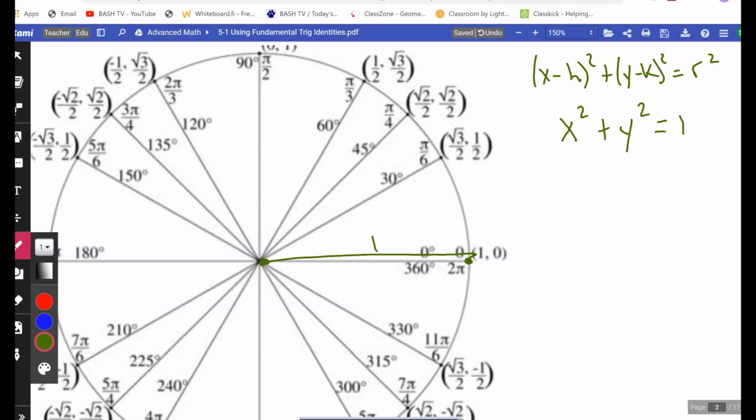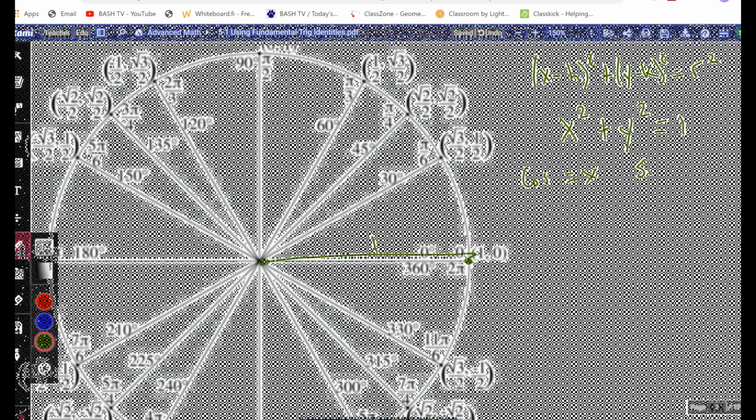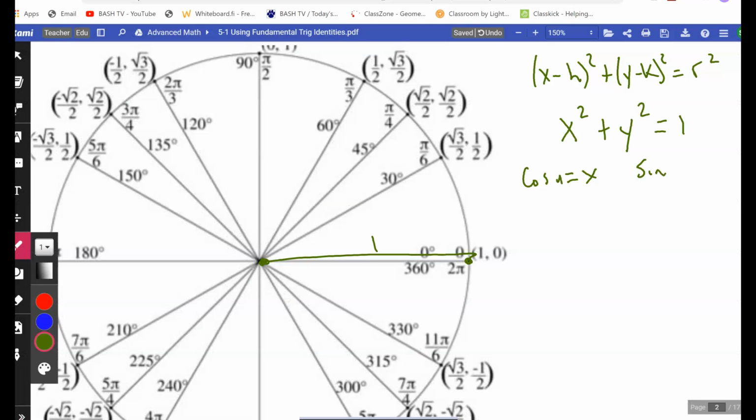Now, why I'm bringing that up, we're going to come up with a new identity here, and we have to remember that on the circle, cosine u is equal to x, sine u is equal to y. So if we plug those in, we get cosine squared plus sine squared equals 1.